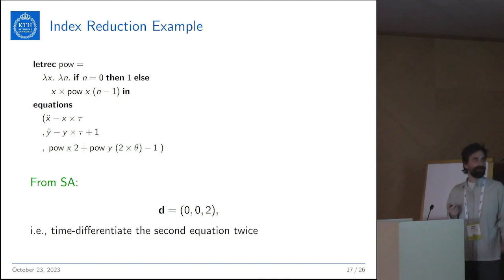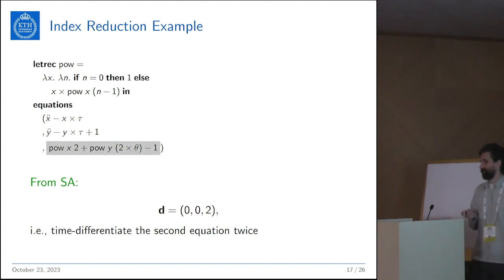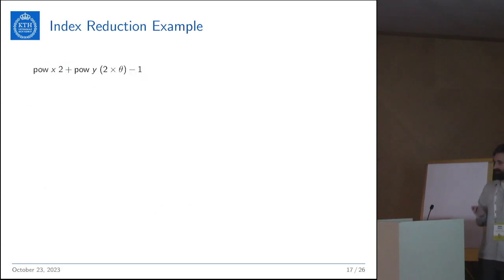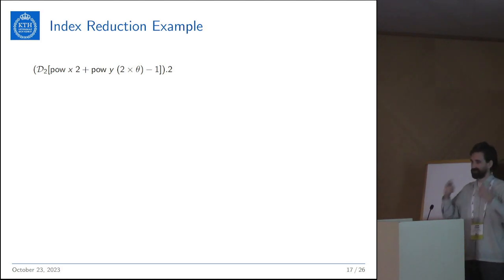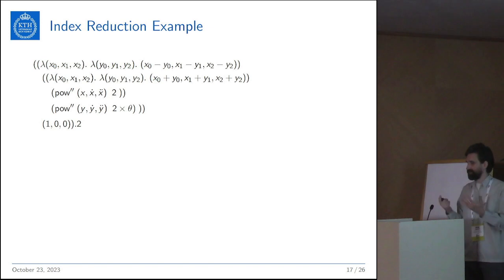As I said before, the structural analysis will give us this D, which tells us that we need to differentiate the last equation twice with respect to time. So I will focus on that expression only. Index reduction then involves transforming this using the script D transform, which applies the normal AD transform that we have extended with support for time-dependent variables. And then we project out the third element, which corresponds to the second time derivative of this expression. And if we do this, we get something like this.